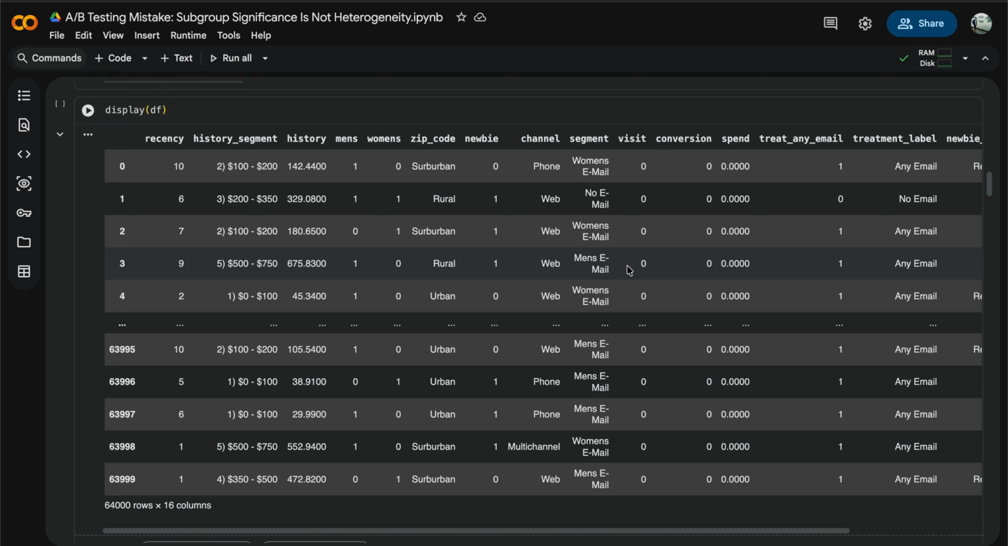Today, I want to walk through a very practical problem in A/B testing and causal inference. What do we do when the average treatment effect is not enough?